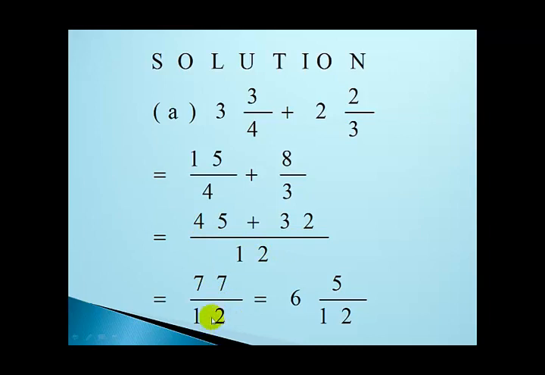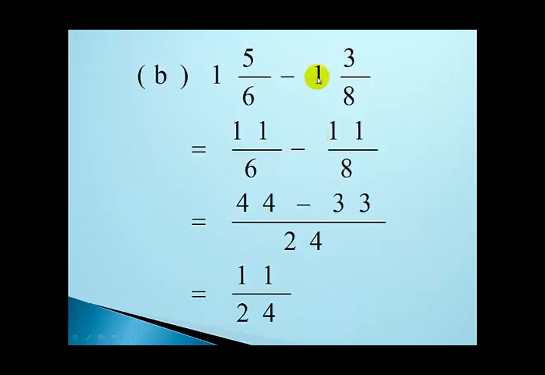Now 12 goes into 77 6 times, and the remainder is 5 over 12. That is the mixed fraction of 77 over 12. You can leave your answer either as 77 over 12 or 6 whole number 5 over 12. Now let's look at the example in B.